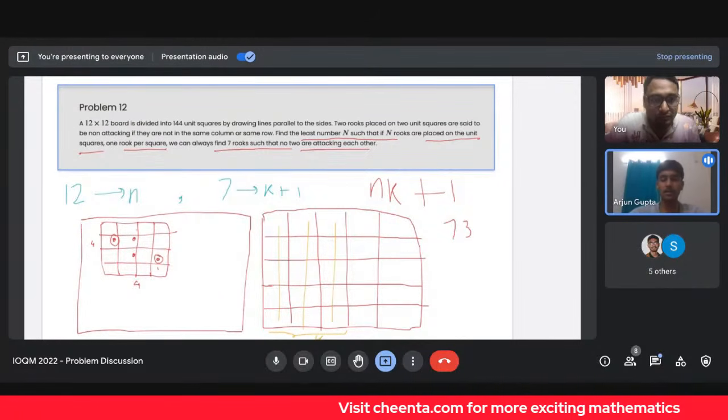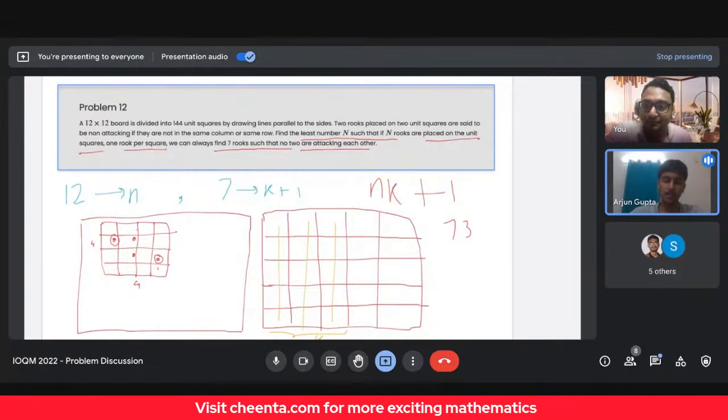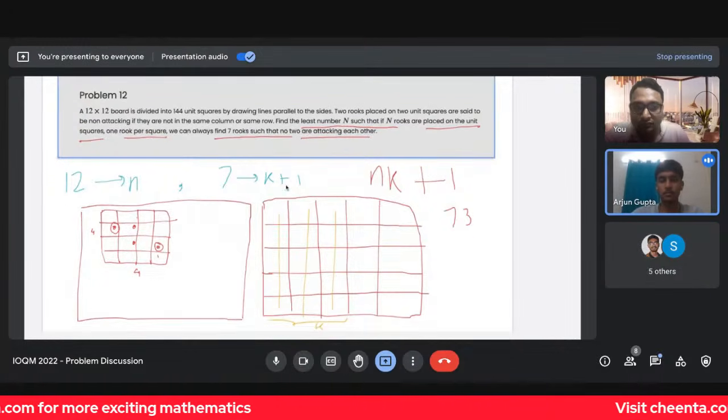So we just need to show that given any nk plus 1 rooks placed, we can find some k plus 1 which do not attack each other.